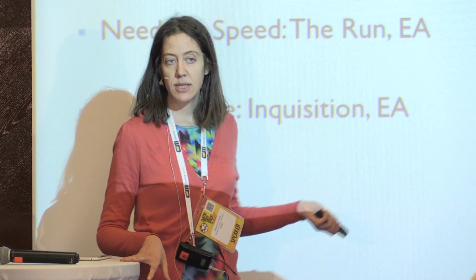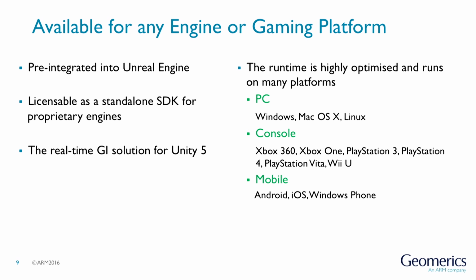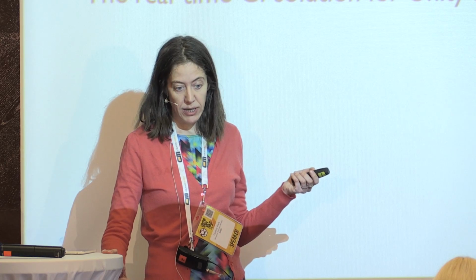And all these leading titles here use Enlighten already. Those are just the leading titles that we suggest: Battlefield, Plants vs. Zombies, Need for Speed, you name it. Also, this Enlighten technology is optimized for the mobile platforms, but you can also use it for desktops and for consoles. It is also available in Unity 5, so the global illumination technology there is from Enlighten. It comes pre-integrated in Unreal Engine like a plugin, or you can license it as a standalone with an SDK if you have your own proprietary engine.